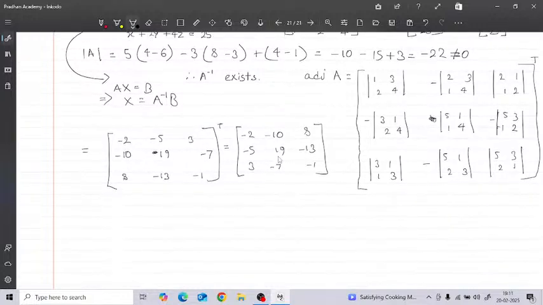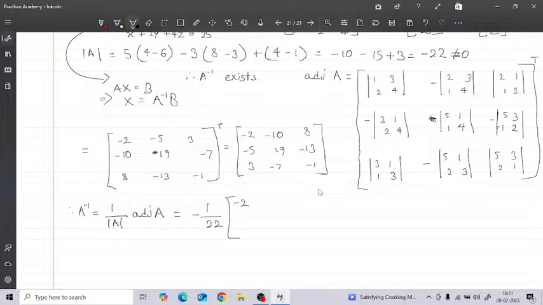Now what is the A inverse? A inverse is nothing but 1 by determinant of A into adjoint of A. So we will get minus 1 by 22, and what is my adjoint? My adjoint is the matrix minus 2, minus 10, 8, minus 5, 19, minus 13, 3, minus 7, minus 1. No need to multiply this minus 1 by 22 with the matrix. We will calculate the multiplication with B first, then we will multiply it. Okay, that will be easier.